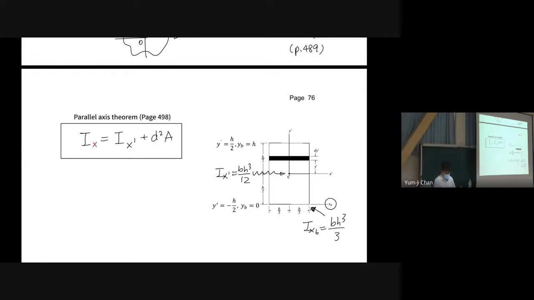So this theorem is like this. This one, I should mark it in red. This moment of inertia is calculated with respect to something we call the centroidal axis. This means the axis through the centroid. And of course, in this case, it is C.